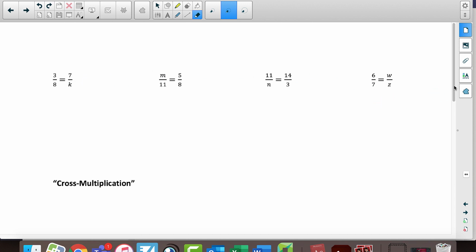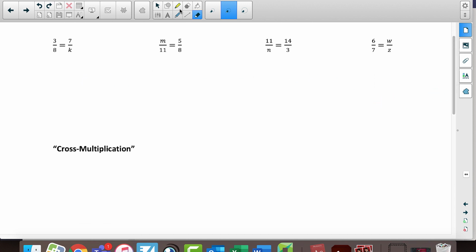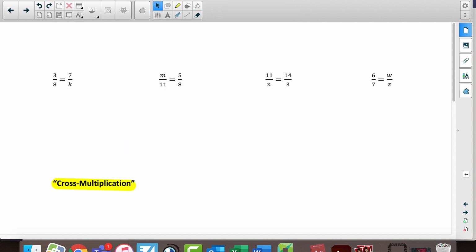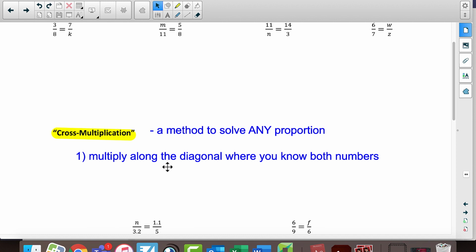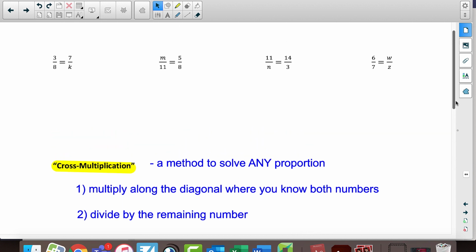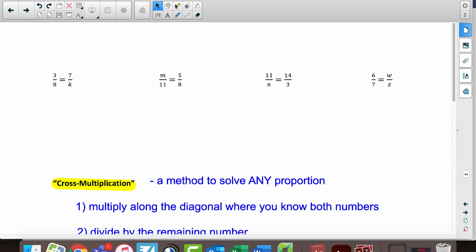Alright, I'm not much for teaching tricks in math, but here's one trick I will give you. It's called cross multiplication. And this is a way that you can find an answer to any proportion. Whether it's an easy one like we did before or really hard ones like this, you can always figure out proportions in this way. So it's a two-step procedure. Step 1, multiply along the diagonal where you know both numbers. Step 2, divide by the remaining number. What on earth am I talking about here? Alright, let's take a look.